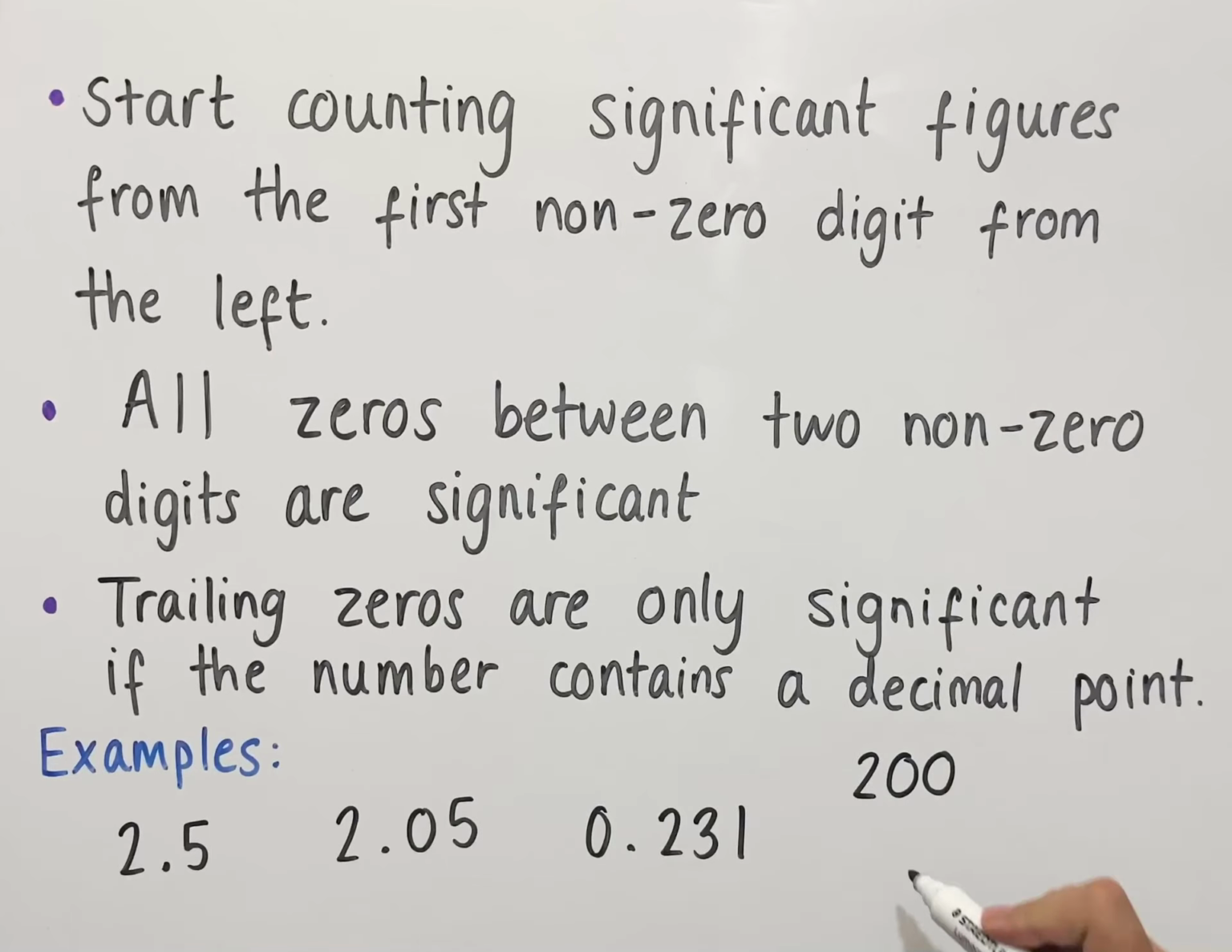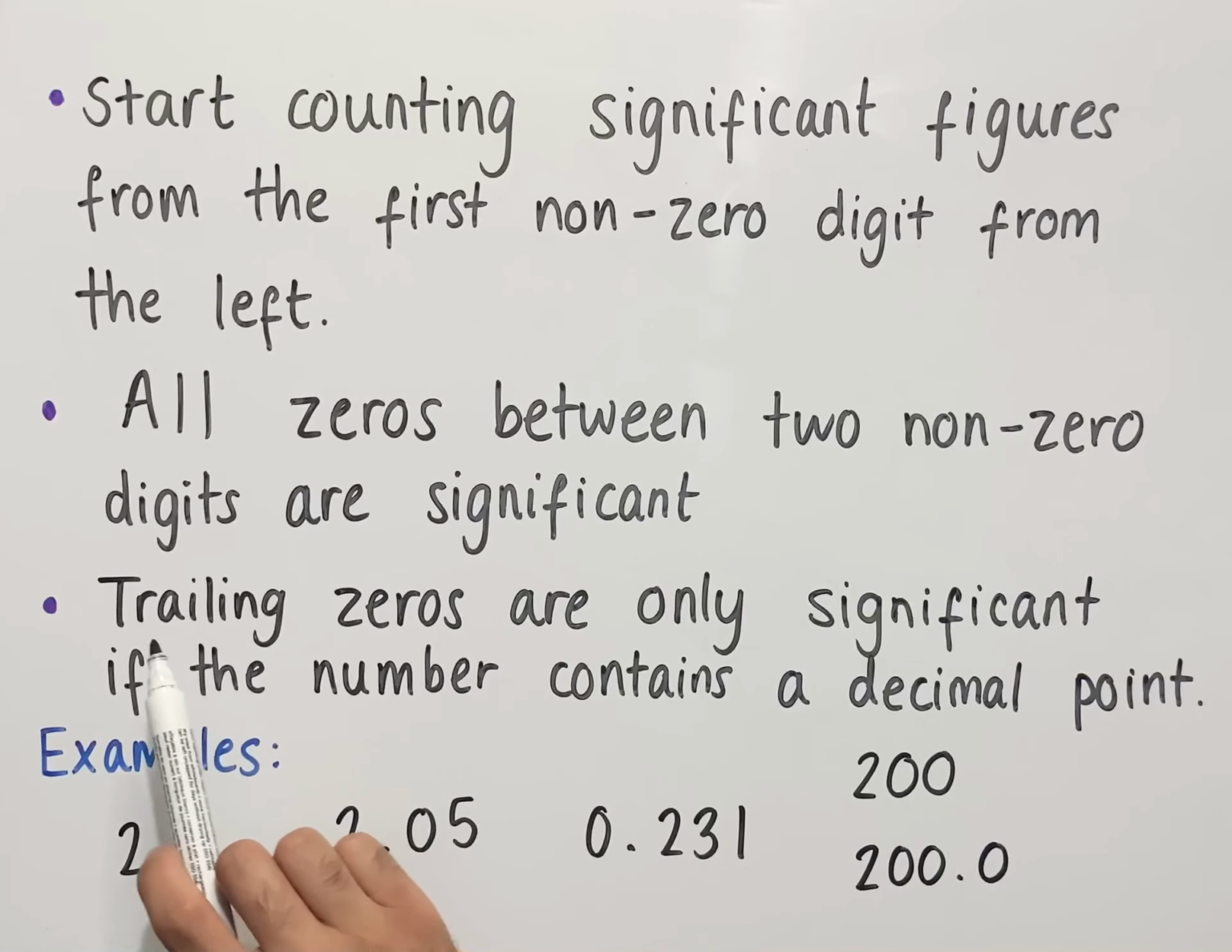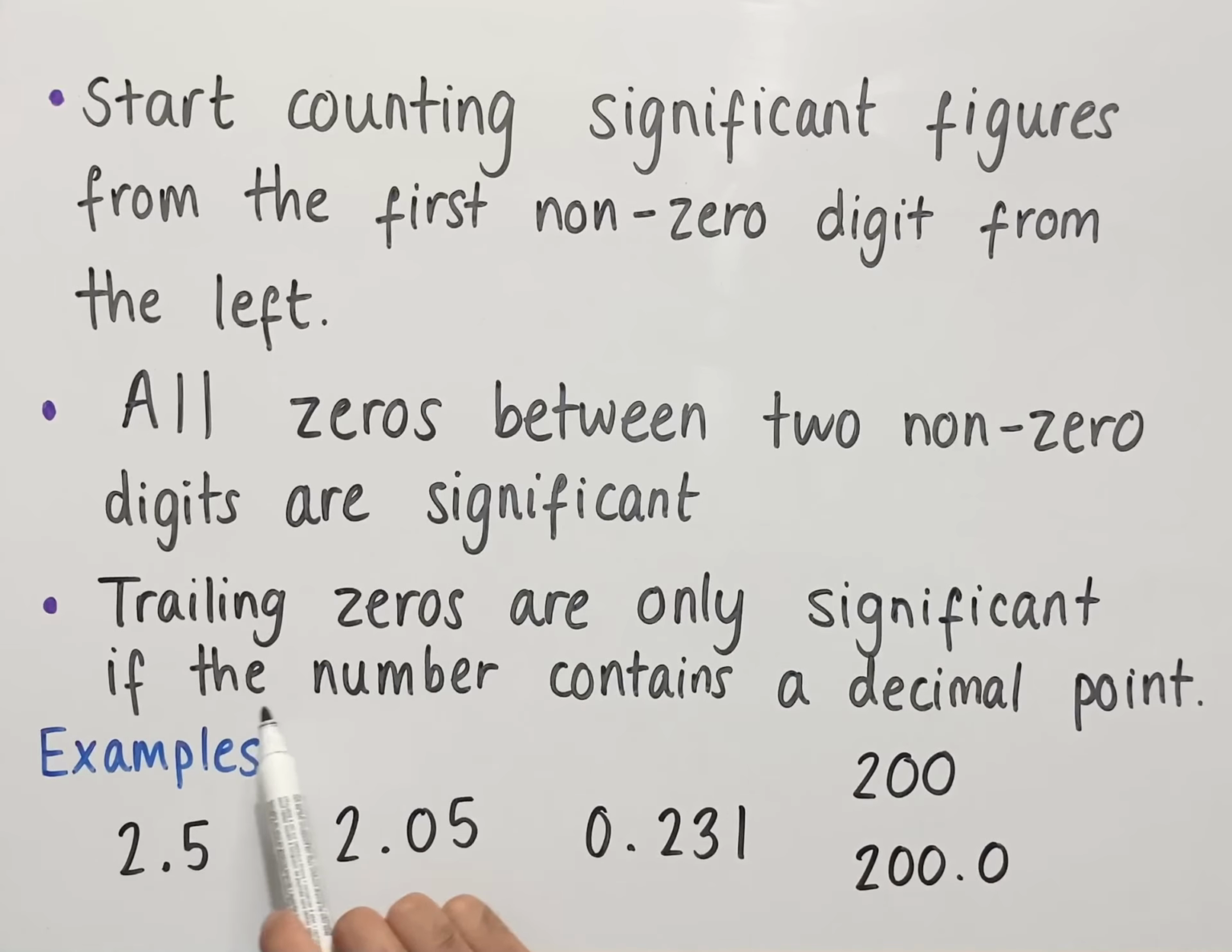However, if we had the number 200.0, then in this case we've got 4 significant figures, since our last point says trailing zeros are only significant if the number contains a decimal point. So 200 didn't contain any decimal points, therefore these trailing zeros are not significant, whereas 200.0 does contain a decimal point, and so all of these zeros are now significant. Therefore, the first significant figure in this number is the 2, then the next significant figure is the 0, the third significant figure is the 0 here, the fourth significant figure is the 0 on the end here.